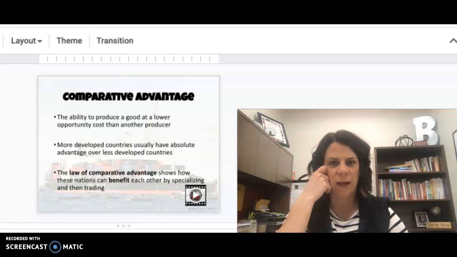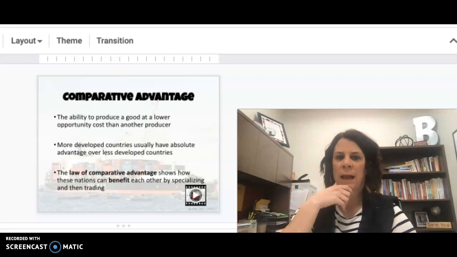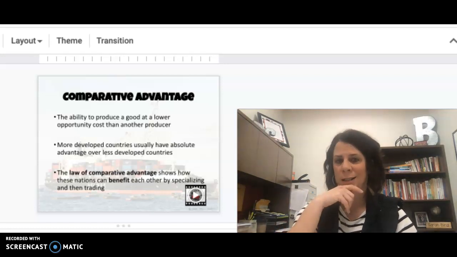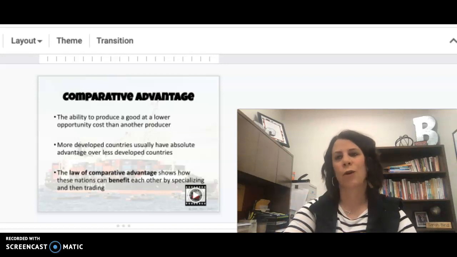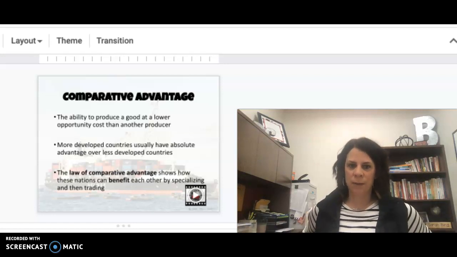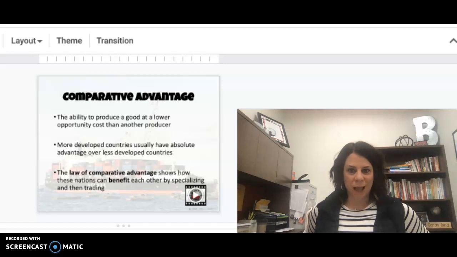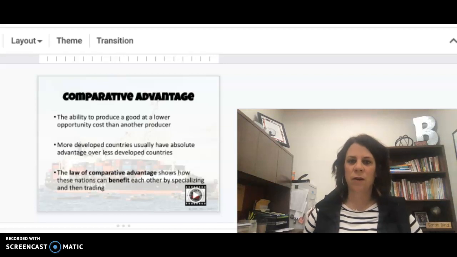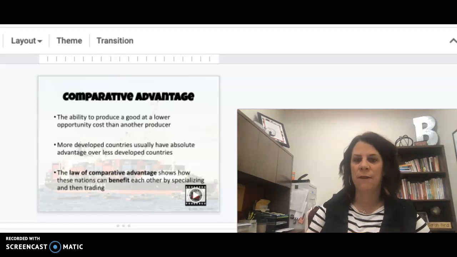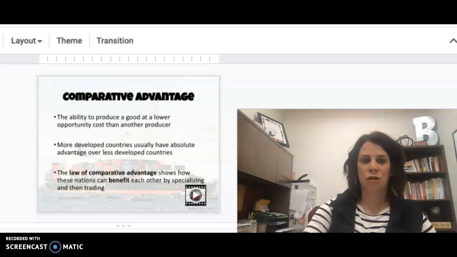So comparative advantage is the ability to produce a good at a lower opportunity cost than another producer. So when we do these calculations, we're looking for who gives up the least or who has the lowest opportunity cost. More developed countries like the United States usually have absolute advantage over developing countries, but we still purchase product from developing countries all the time. So the law of comparative advantage shows us how these nations can benefit by specializing and then trading.